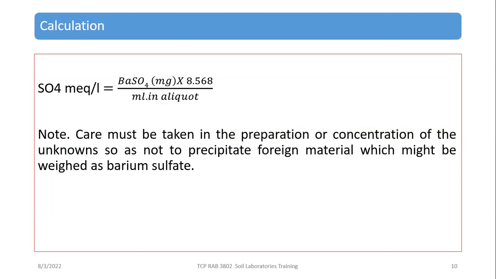The calculation: sulfate in milligram per liter equals the weight of barium sulfate in milligram multiplied by 8.568 over ml in aliquot.